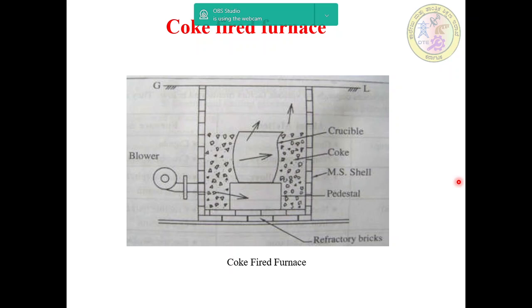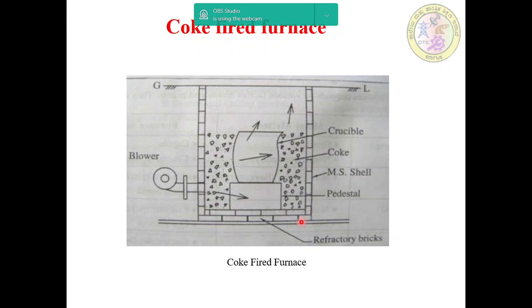The figure shows the coke fired furnace. The outer layer is mild steel, and then there is refractory brick material. Above that you place the pedestal, and on it the crucible. Around that you pack the coke, and at the bottom you place the blower. This furnace is above the ground level, not below the ground level.